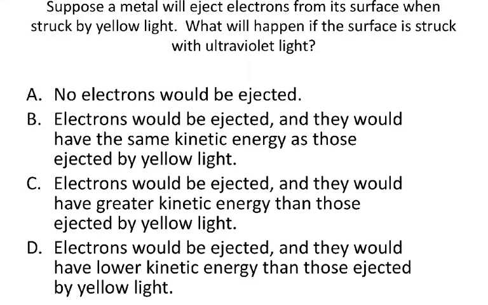Well, ultraviolet light has a shorter wavelength, a higher frequency than yellow light does. And so our binding energy is going to be the same, but the extra energy is going to be greater than those with yellow light. So the correct answer is C. We have more energy associated with those ejected by ultraviolet light than those ejected by yellow light.